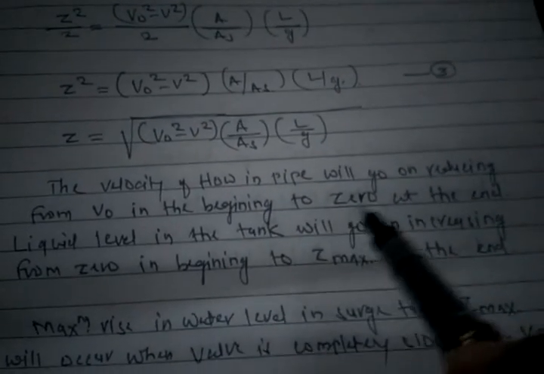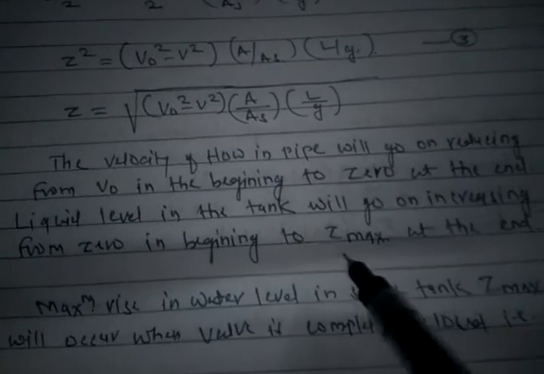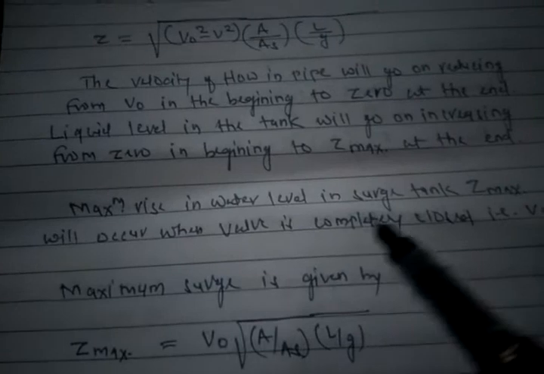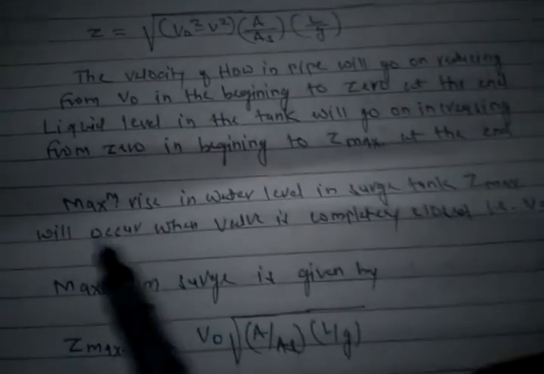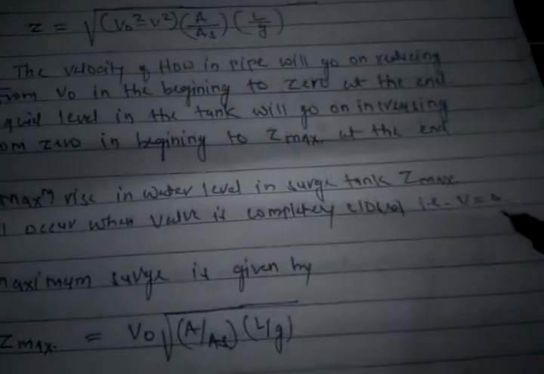So from here we can find the expression for Z as the square root of all the quantities on the right hand side. Now the velocity of flow in the pipe will go on reducing from V0 in the beginning to 0 at the end. When the valve is closed, the liquid level in the tank will go on increasing from 0 in the beginning to Z max at the end. The maximum rise in water level in the surge tank is Z max. It will occur when the valve is completely closed, that is V is equal to 0.